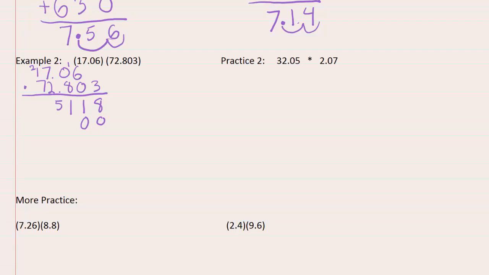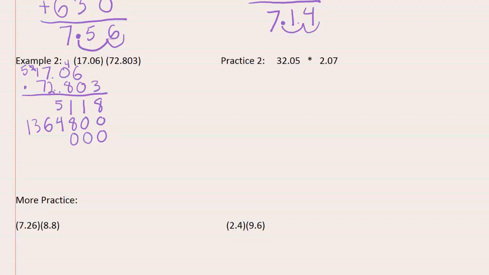So 8 times 6 is going to be 48, 8 and carry the 4. So then 8 times 0 is 0, plus 4 gives us a 4. 8 times 7 is 56, 6, and we'll carry the 5. And then 8 times 1 is 8, plus 5 is 13. And then for this one, we've got 1, 2, 3 before we even get started.